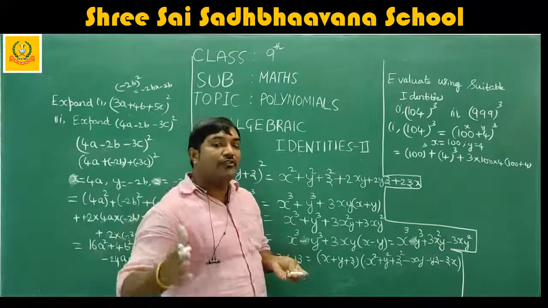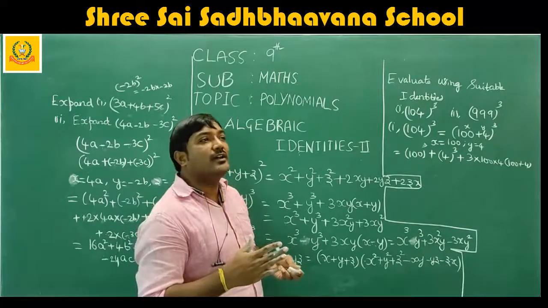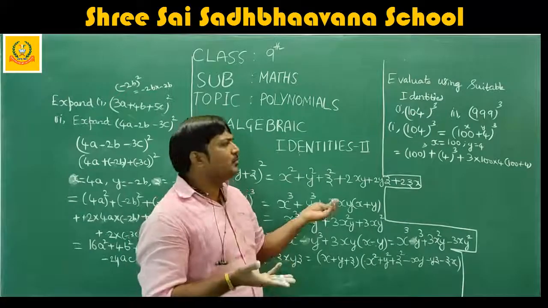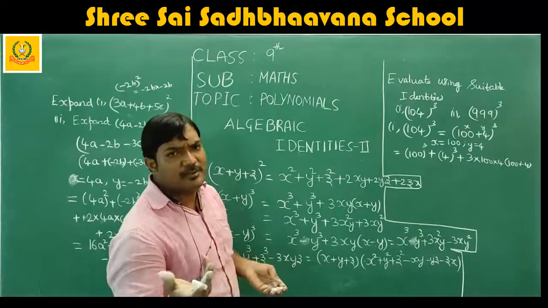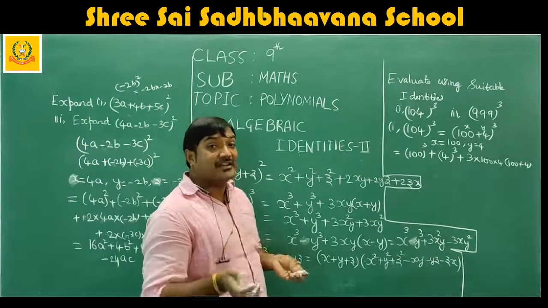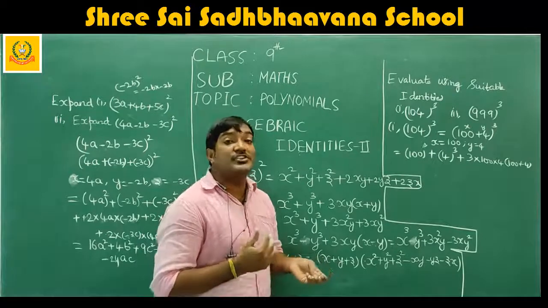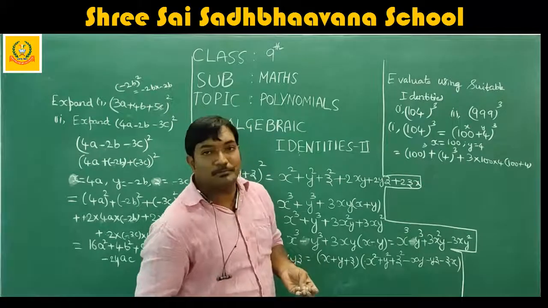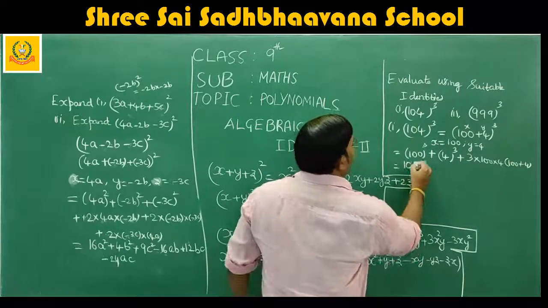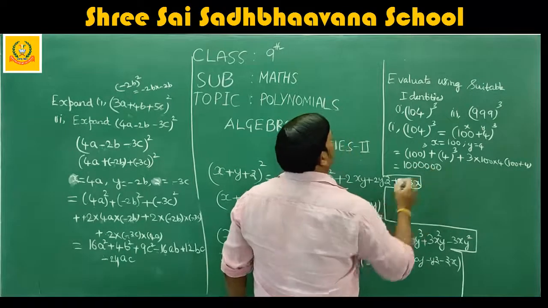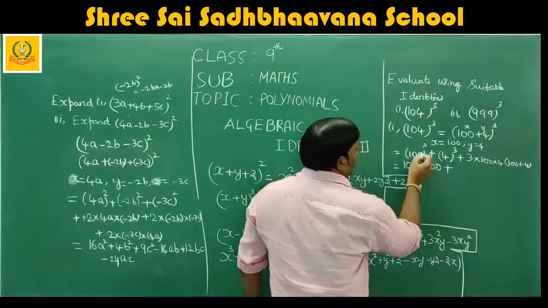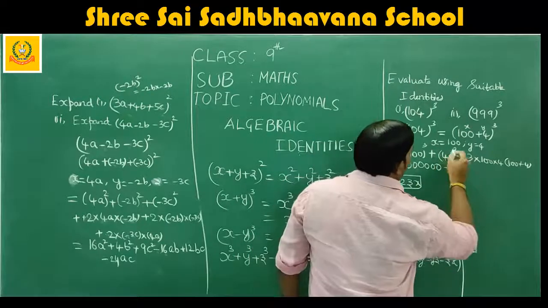And whenever you take the values of x and y, the values should be such that when you cube or square them, you can easily get the answer. 100 cube you can easily do, just adding 3 more zeros to 1. That's all. So you have to take the values in such a way that your simplification becomes simpler. Got it? So 100 cube is nothing but 2 zeros, 2 zeros, and again 2 more zeros. So simply add, 6 zeros.